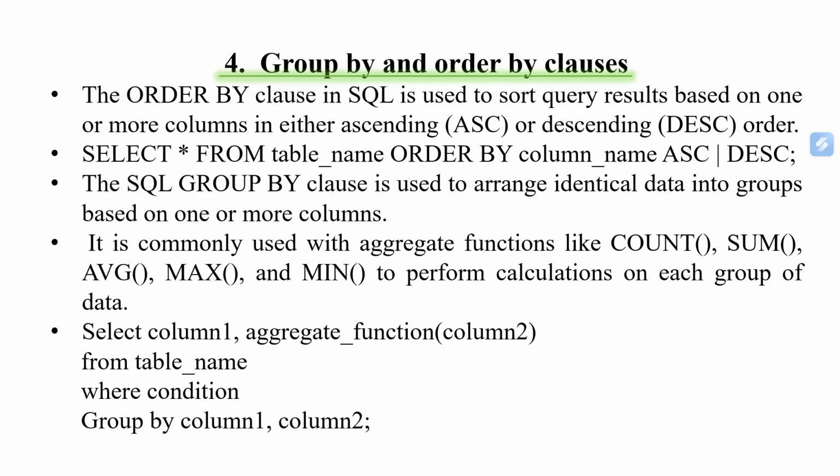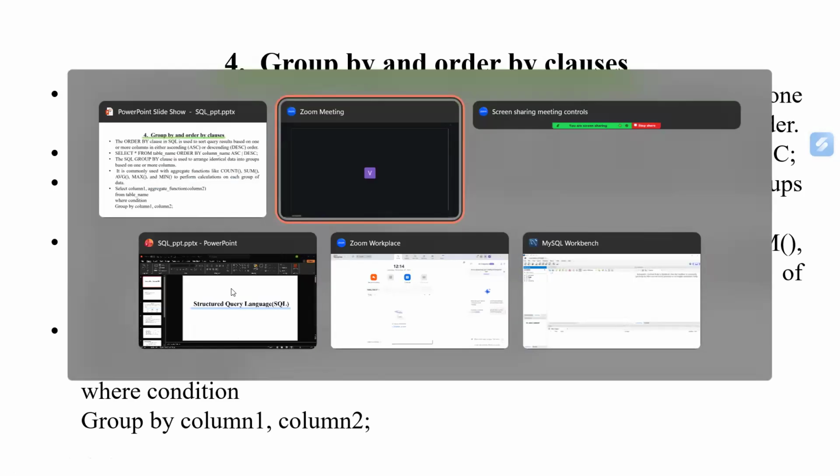The syntax is select column 1, comma, aggregate function of column 2 from table name where condition group by column 1, comma, column 2. So this is about group by and order by clauses. In this video, we discussed the introduction to SQL, various SQL commands, aggregate functions, group by and order by clauses. Now let us execute it practically.